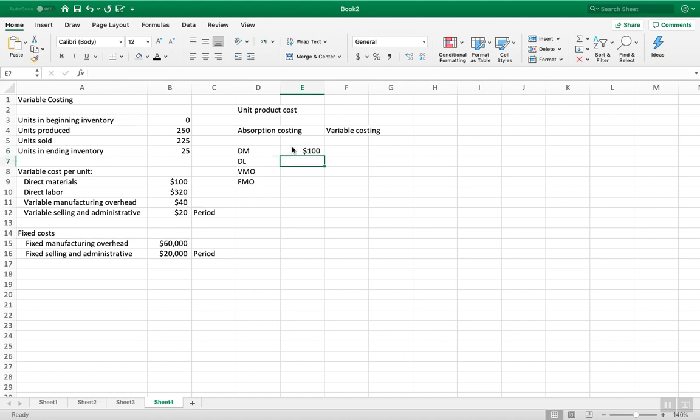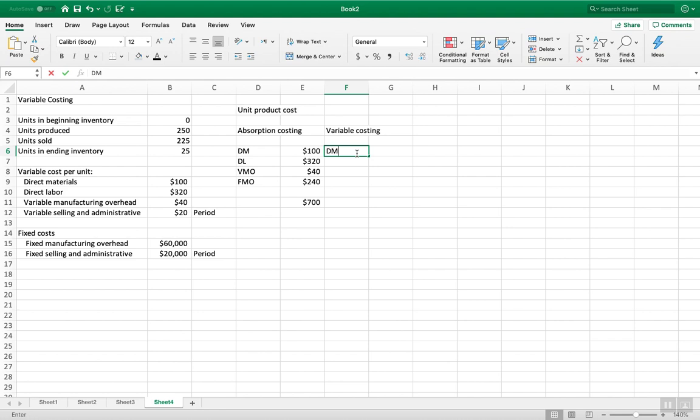And so we know that our direct material is 100, our direct labor is 320, our variable manufacturing overhead is 40. Now what about our fixed? Our fixed is 60,000, and do we divide this by what we sold or what we produced? Well, let's think about that. If it's manufacturing overhead, it's what we produced. It has actually nothing to do with what we sold. Now, if it was selling and administrative, it might be, but this is based on what we produce. So we divide that by our 250, and we come up with our absorption costing. So our unit product cost using absorption costing is $700.